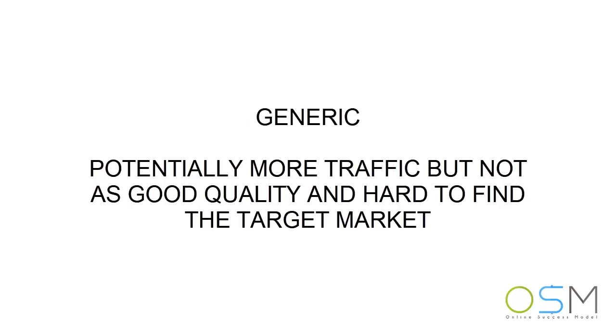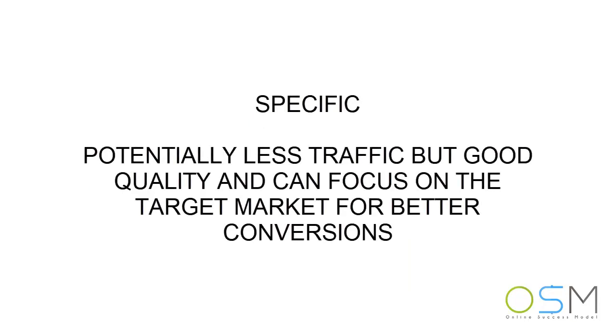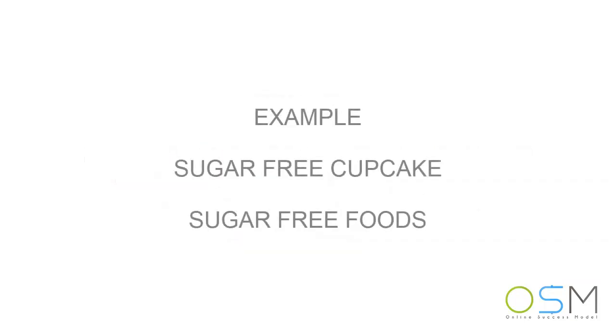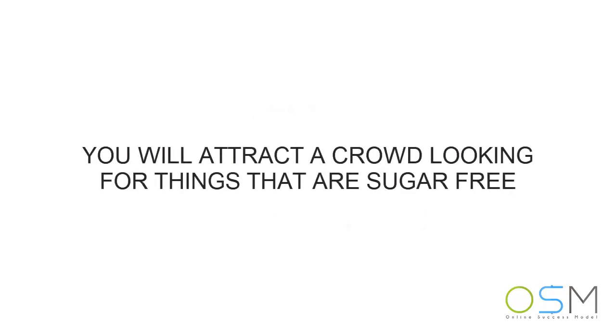This is great for lots of traffic, but as mentioned before, we want quality traffic and we aren't afraid to have slightly less of that type. Now a specific kind of board means that less people will see it, but there will be more quality, so there will be more conversions. Let's choose an example. Let's say for instance that you had a sugar-free cupcake and you had a board about sugar-free foods. Now you know you're going to attract a certain type of client, a certain type of crowd that are looking for things that are sugar-free.